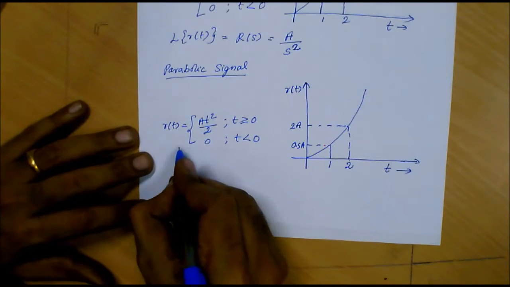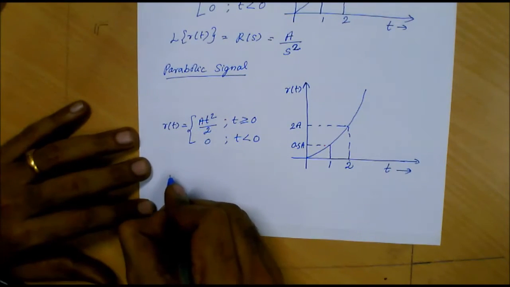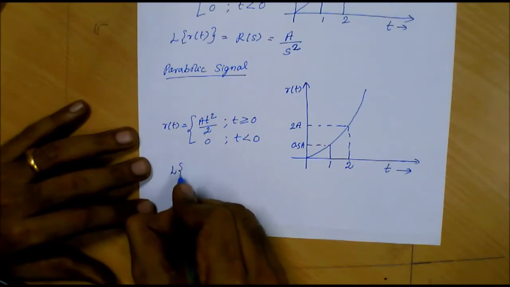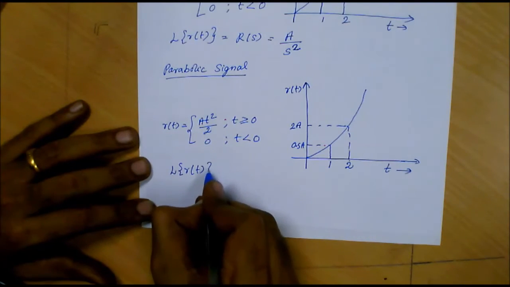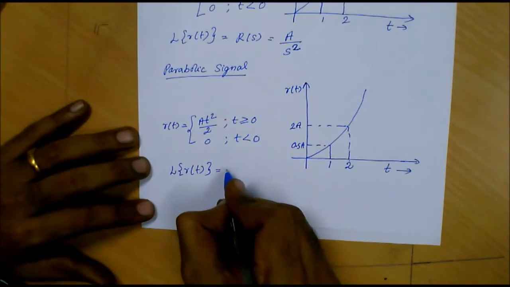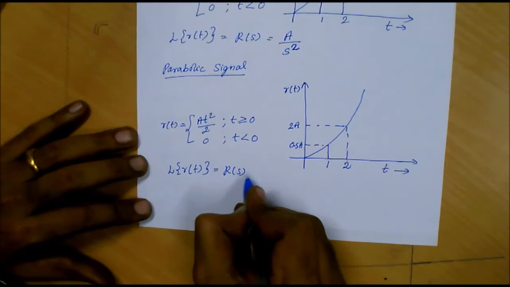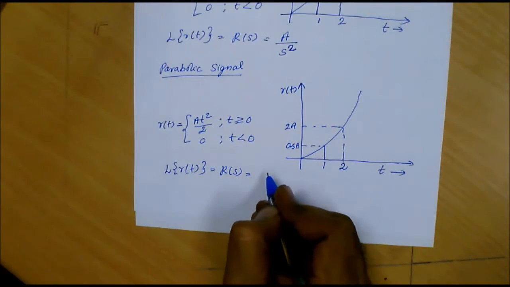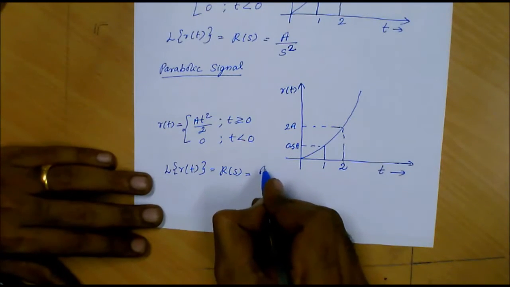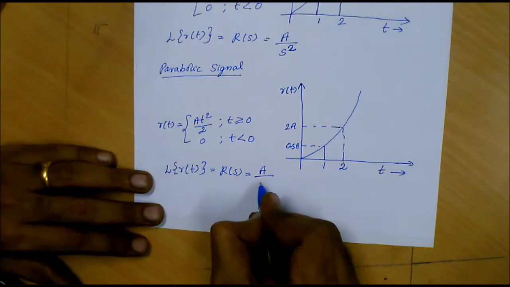If you find the Laplace transform of r of t, you will be getting r of s, which is equal to a divided by s power 3.